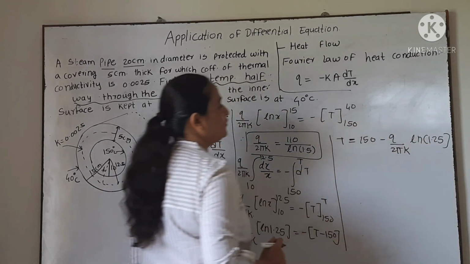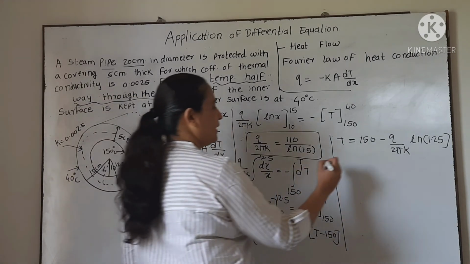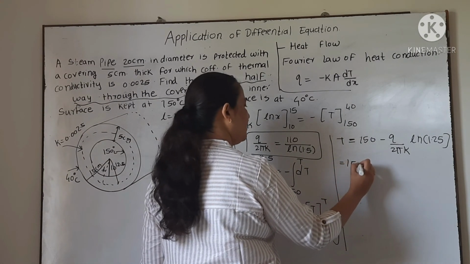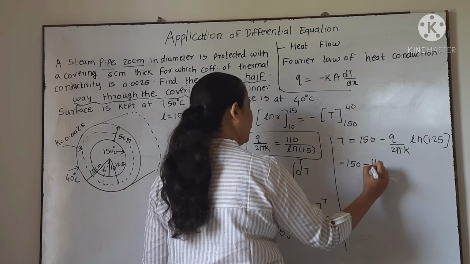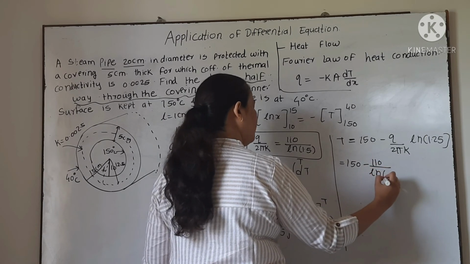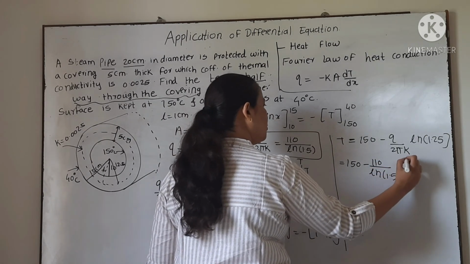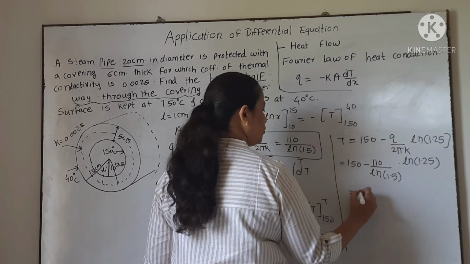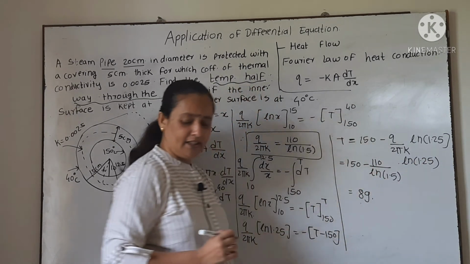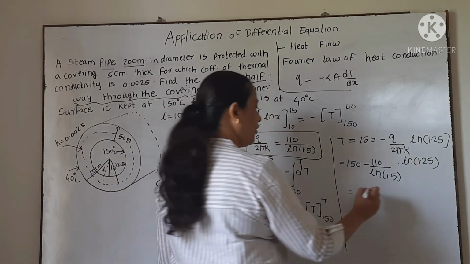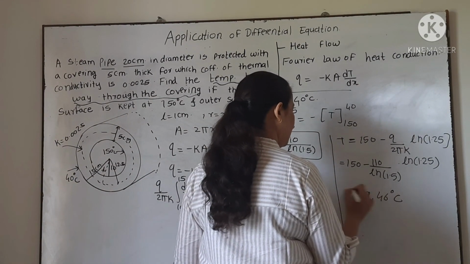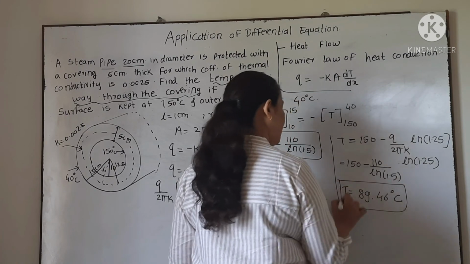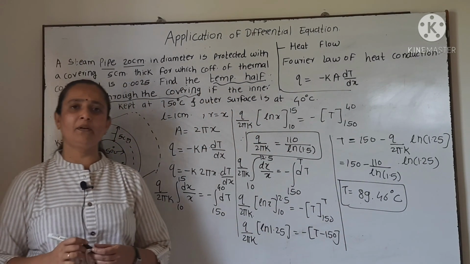Now in this we can substitute value of Q upon 2 pi k. You will get 150 minus 110 upon ln of 1.5 into this ln of 1.25 as it is. If you solve this, you will get the answer T is equal to 89.46 degrees Celsius. And this is the way we will solve the examples of heat flow.